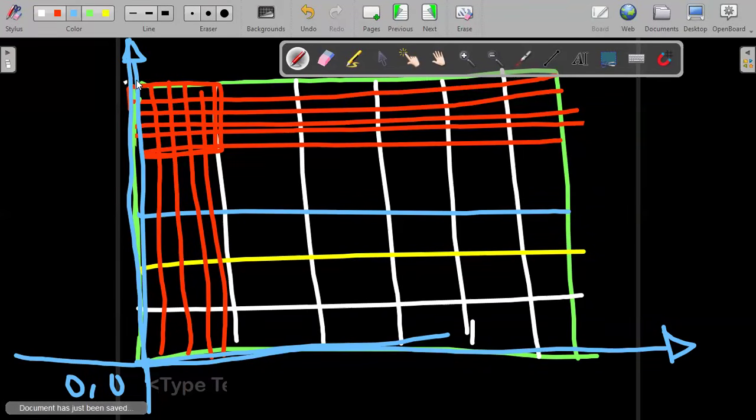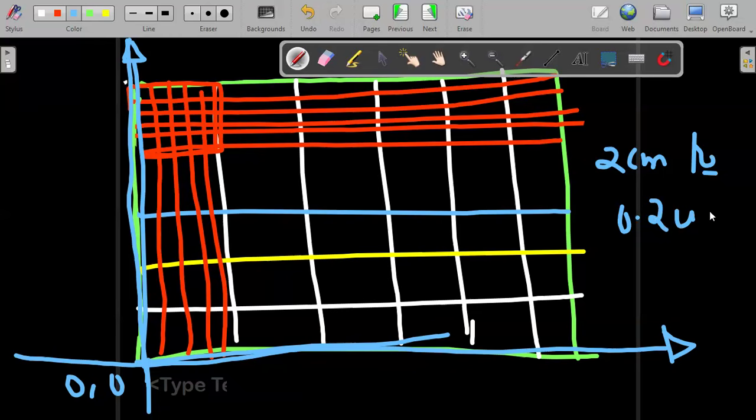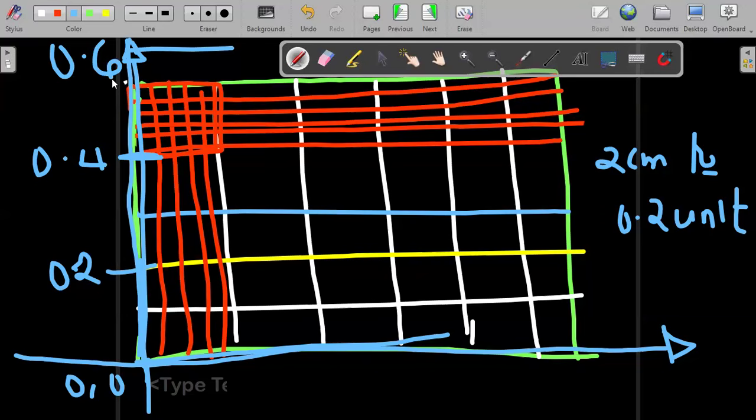So let's assume you have to use 2 cm to 0.2 units, for instance, based on the values you have. It simply means that for every 2 centimeters, I'm putting 0.2. Take, for instance, from here to here is 2 centimeters. So I will write 0.2 here. From here to here is another 2 centimeters. I will write 0.4. That means it will be increasing. It will become 0.6. It will be increasing by that factor until you get to the point you want.